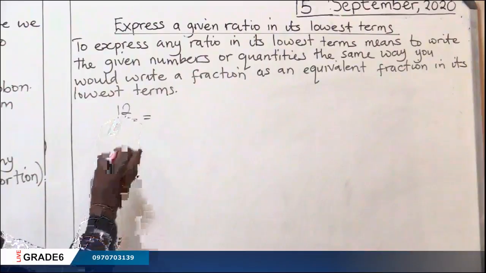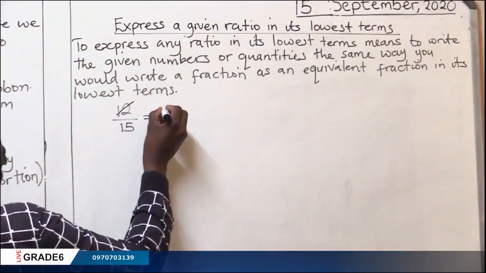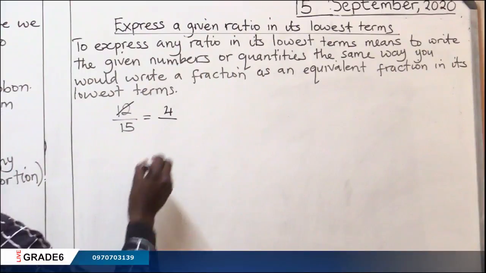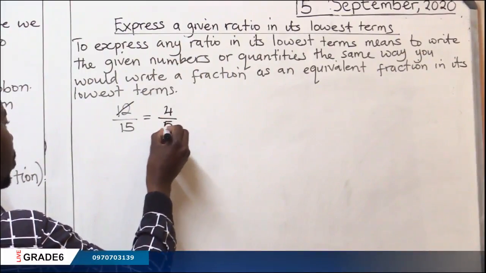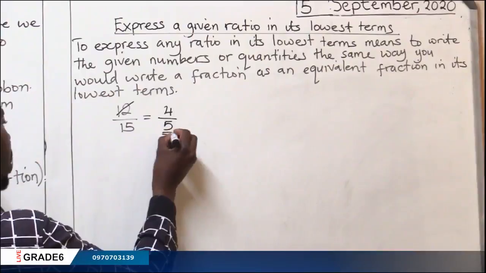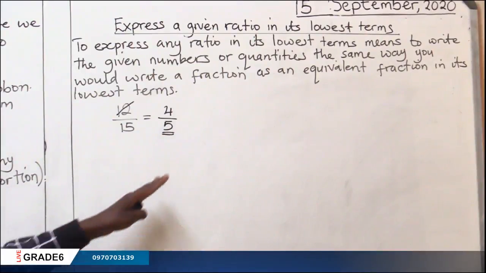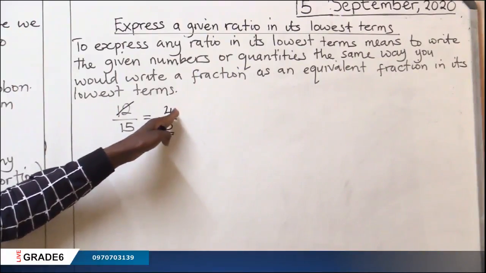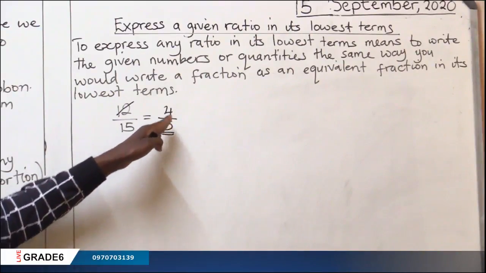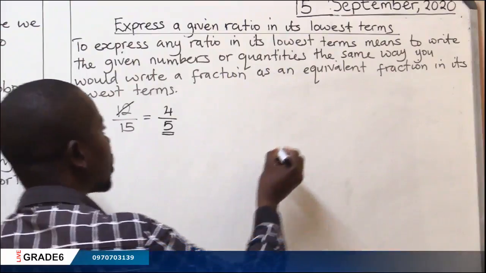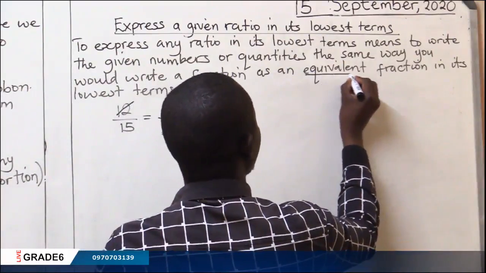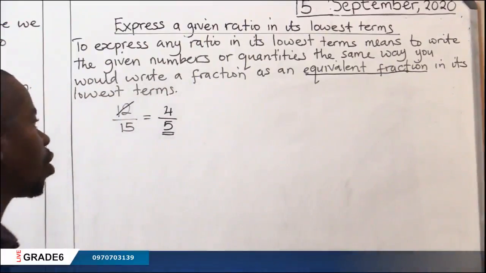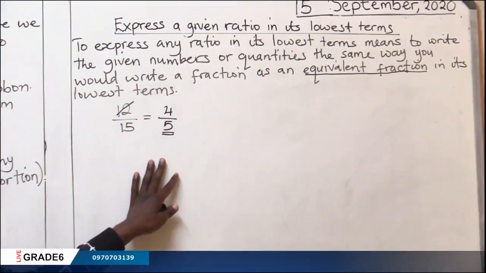The number is 3. 3 into 12 is 4. What is 3 into 15? 3 into 15 is 5. So it means that our ratio is 4 over 5. So 4 over 5, boys and girls, can also be called an equivalent fraction.